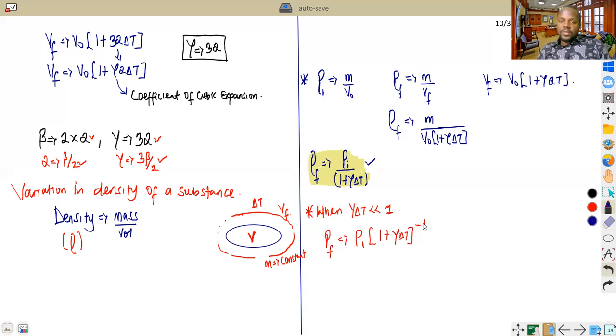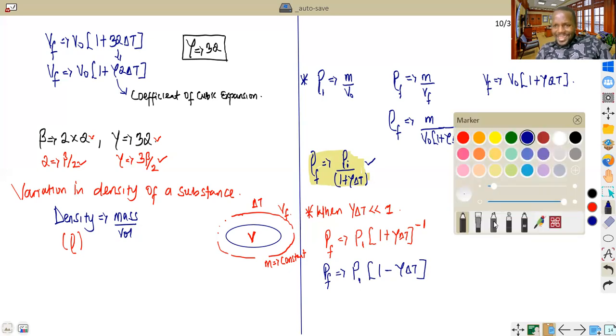This is the same thing as, you know, this is the same as 1 over. So if you write that one as 1 over, it will now, from the binomial expansion I told you, change to P final is now equal to P initial, open bracket, 1 minus gamma delta T, from what we've studied. So this expression is also very, very important for understanding state, and that is why we are talking about this.